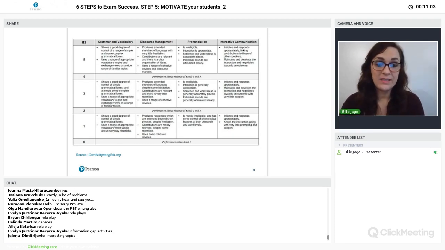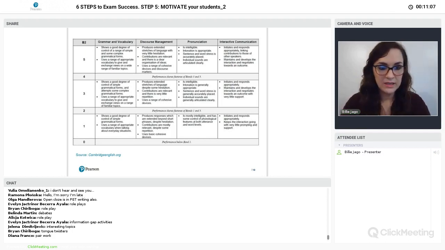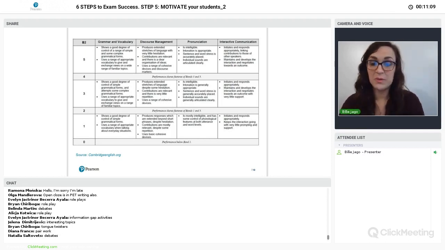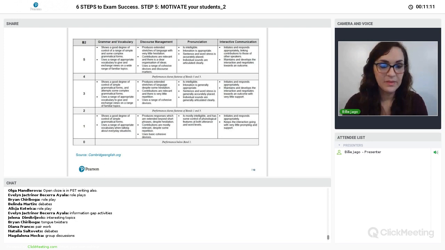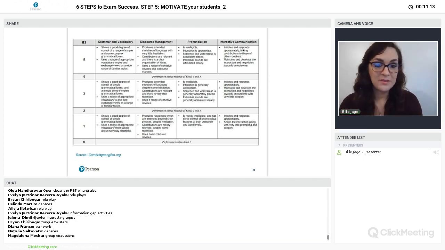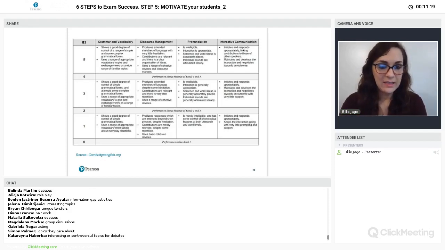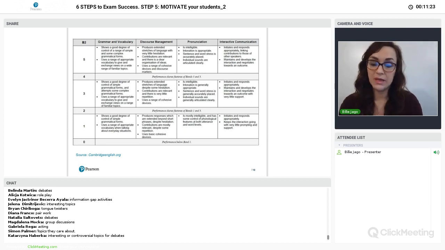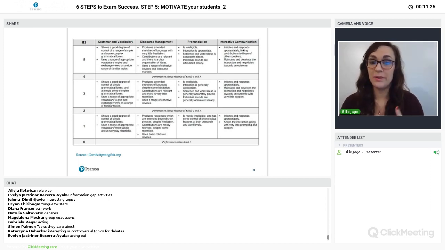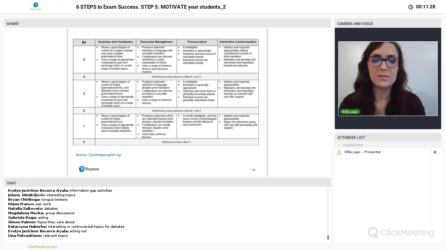Debates, yeah, role plays, information gaps from Evelyn, tongue twisters, Brian, that's always a good one, particularly for pronunciation. And yeah, so lots of debates, role plays, group discussions coming through. Acting, yeah, and topics that they care about, Simon, that's really important as well. And we'll be talking about adjusting the topics to the students' preferences a little bit later on.